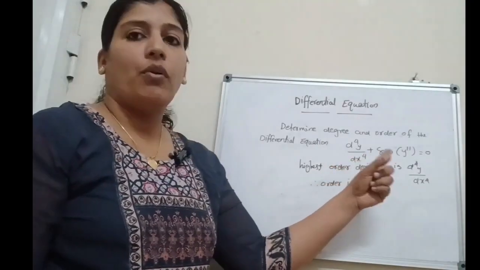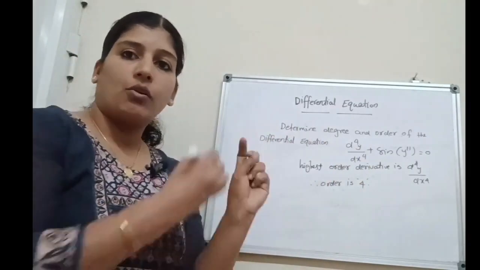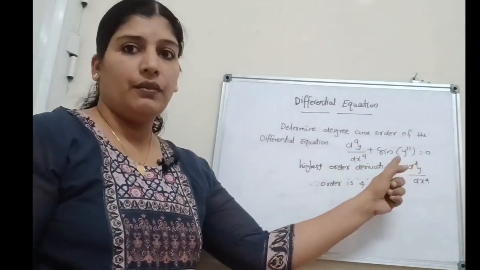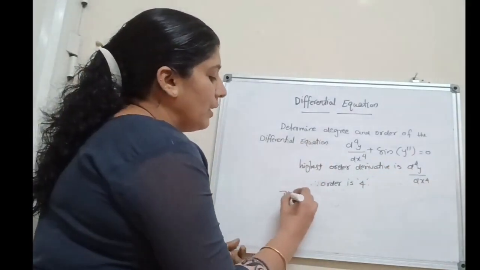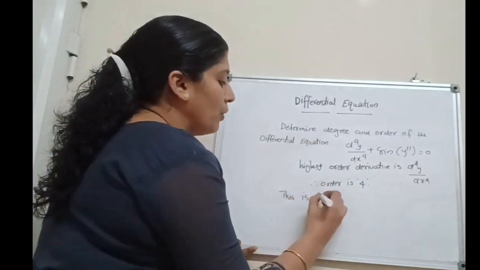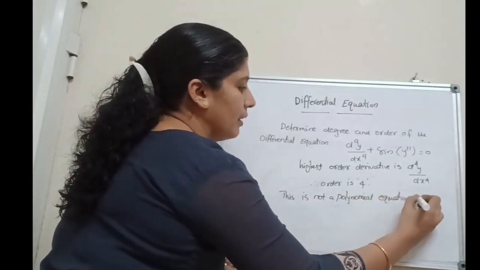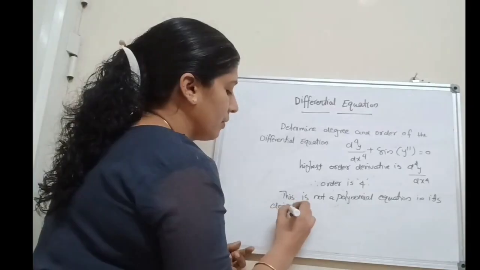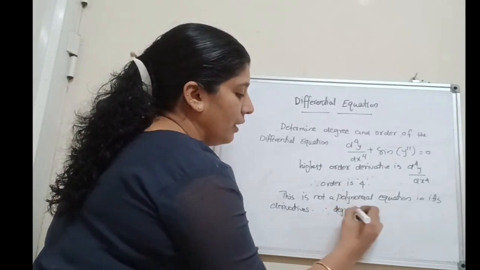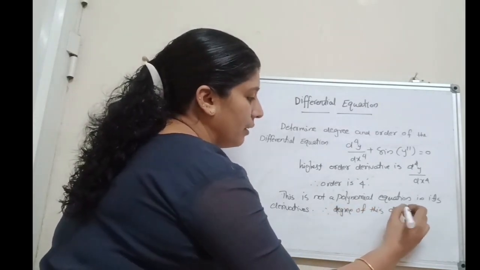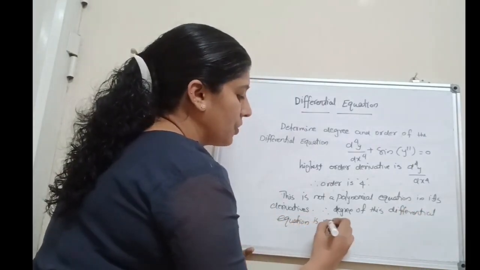Next, we consider the degree of this differential equation. Here, the equation is not a polynomial equation in its derivatives, because we know that sine of a derivative, cos of a derivative, is not a polynomial function. Therefore, the degree of this differential equation is not defined.